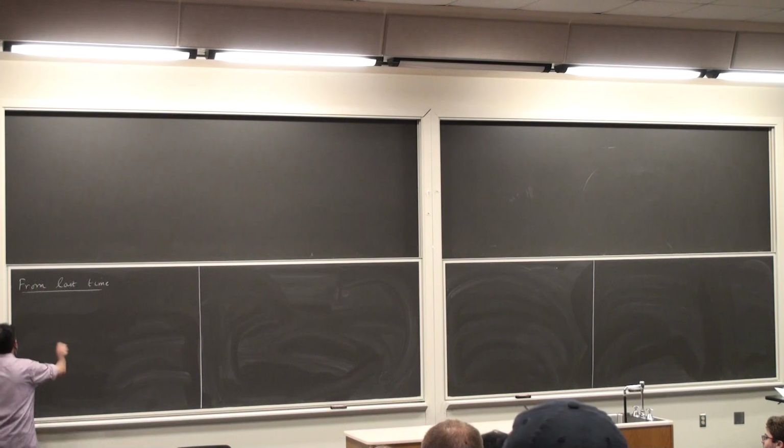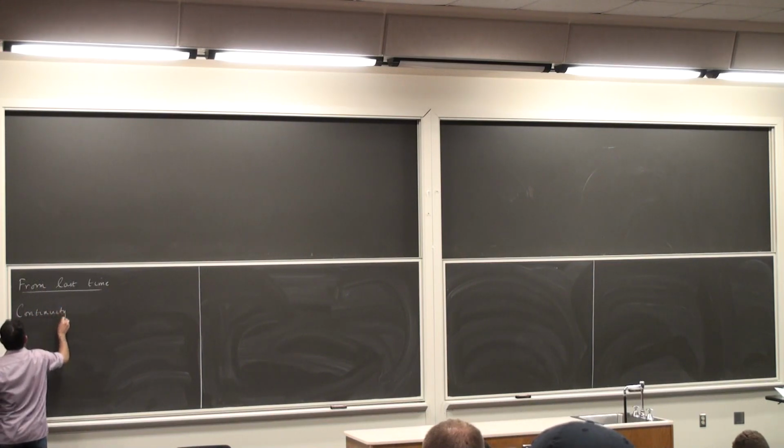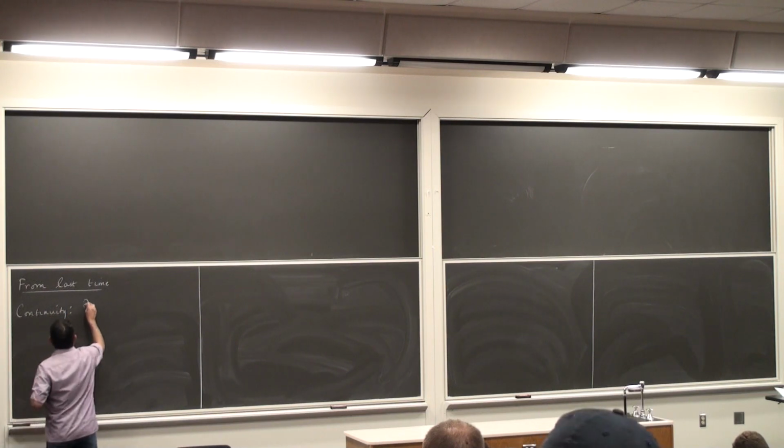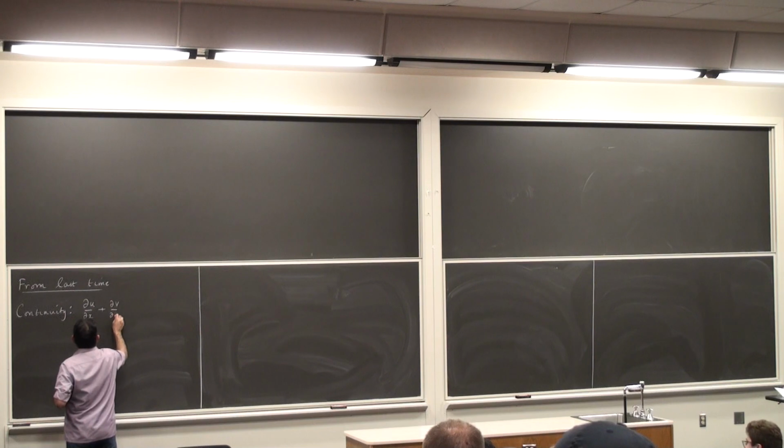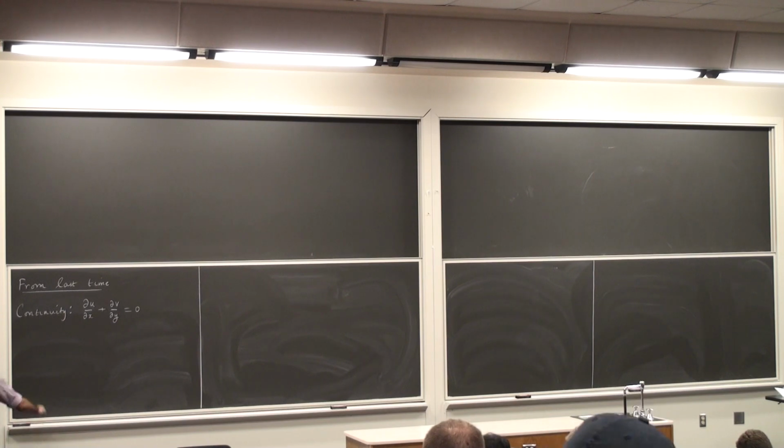So from last time, continuity: du/dx + dv/dy is 0. This is the simplified version of what we looked at last time. Then the momentum equations. There were 2 of them. This is the simplified version.